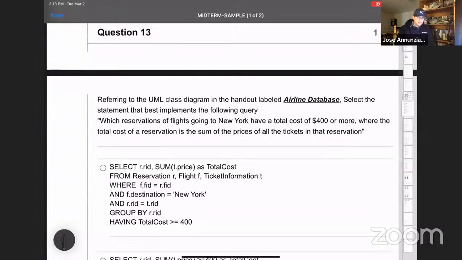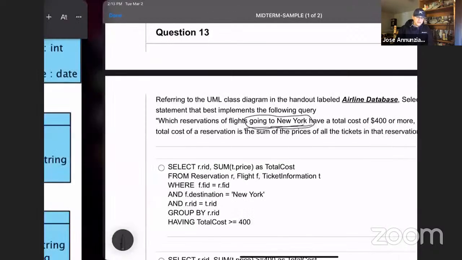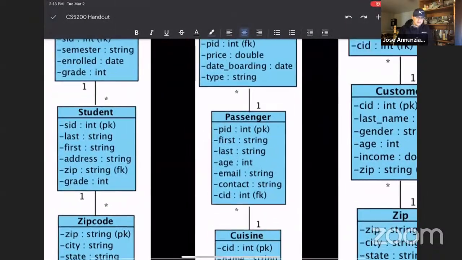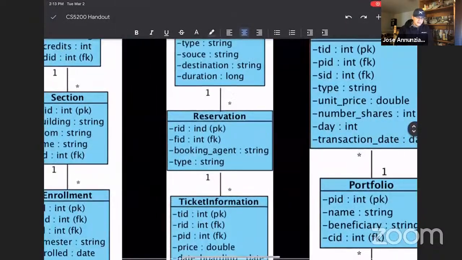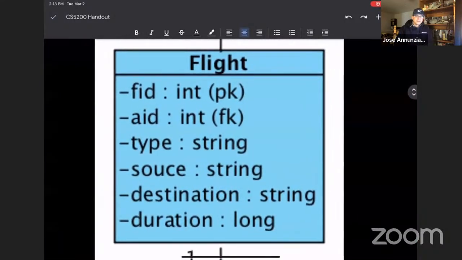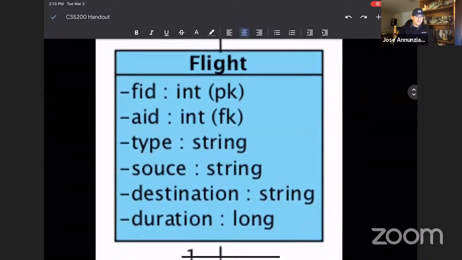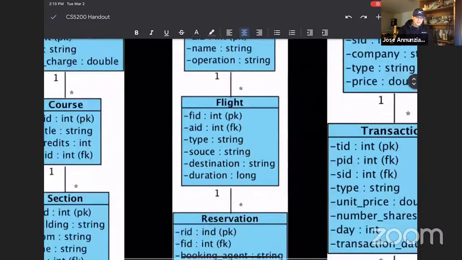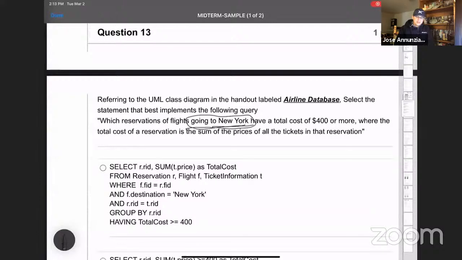And also we want to be able to say which reservations of flights are going to New York. Where is that information? That information is in the destination, and the destination is in the flight right here. So we need to join that flight, where destination is equal to New York, and have a total cost of $400. So where's the cost?